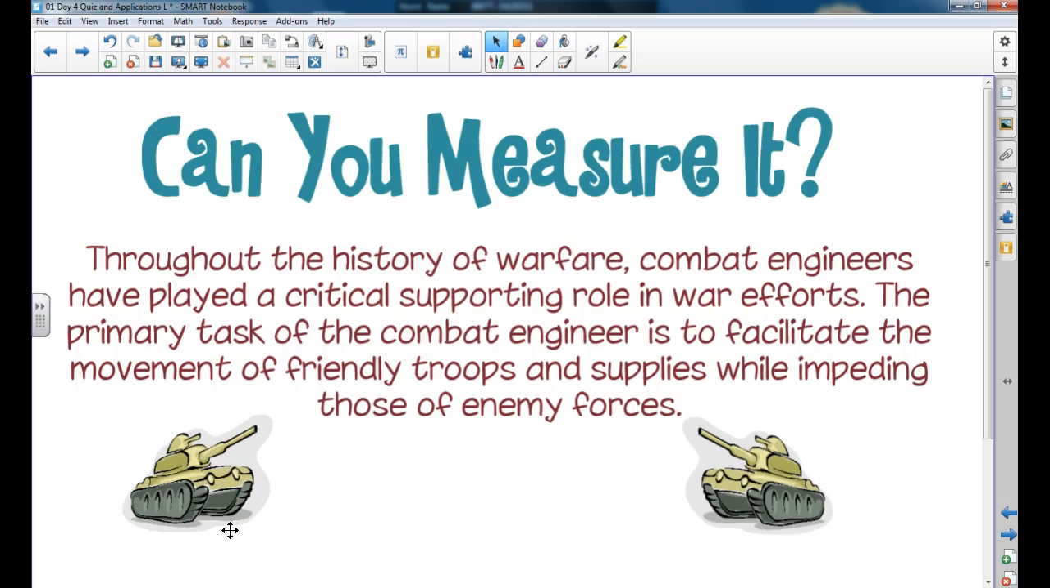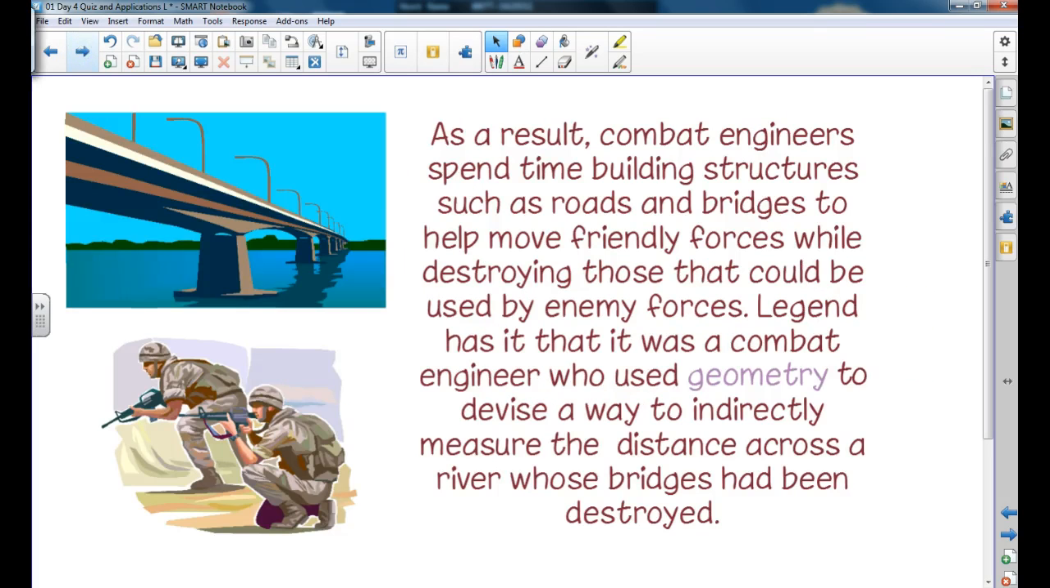All right, so throughout the history of warfare, combat engineers, did you know there was such a thing as a combat engineer? Okay, good. They played a critical supporting role in war efforts. The primary task of the combat engineer is to facilitate the movement of friendly troops and supplies while impeding those of the enemy forces. So it's their job to decide where the troops go, when they go, and how they go. As a result, combat engineers spend time building structures such as roads and bridges to help move friendly forces while destroying those that could be used by enemy forces.